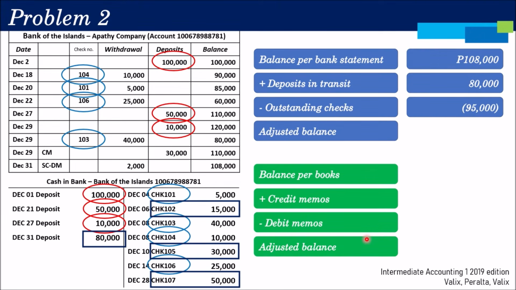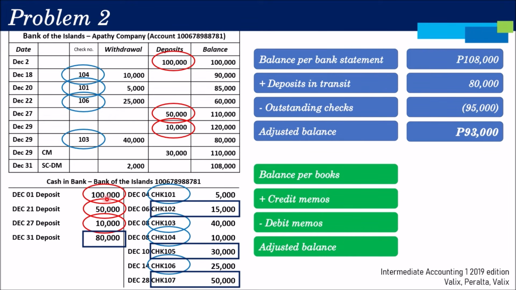Total is 95,000. Okay? So, the balance per bank statement is 108,000. Your deposit in transit is 80,000. Less your outstanding check of 95,000. Your adjusted balance per bank statement is 93,000. Paano naman po kunin yung balance per book? Dito, sanay na kayo. Kasi balance per book, accounting records lang yan.